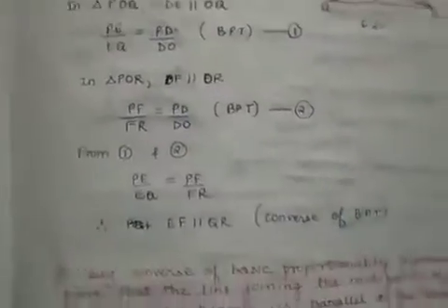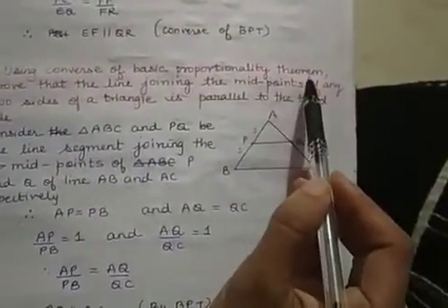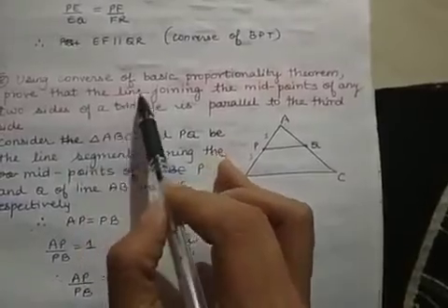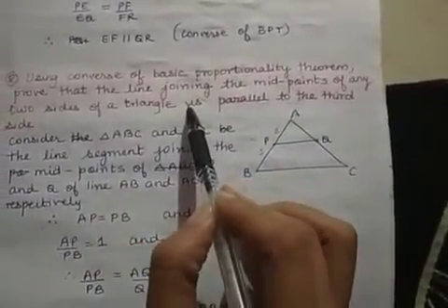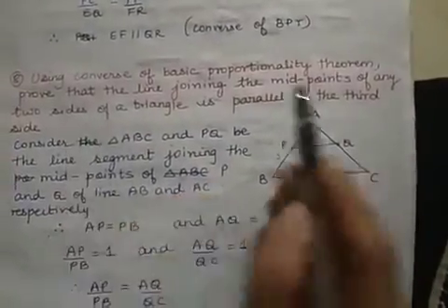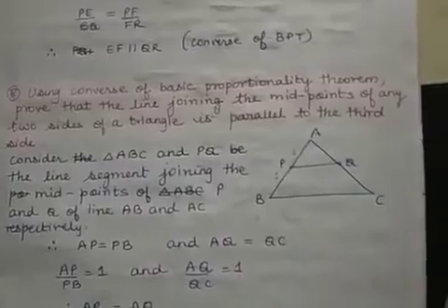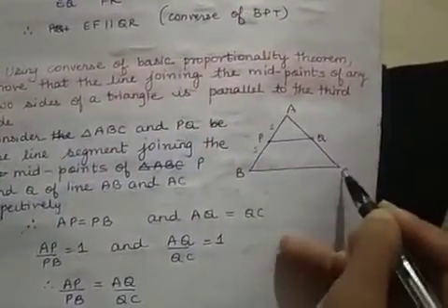Now let us see the next example, which is the 8th one. Using converse of basic proportionality theorem, prove that the line joining the midpoints of any two sides of a triangle is parallel to the third side. Okay, so now we are not given the triangle here. This is the only question. So let us take the triangle ABC.